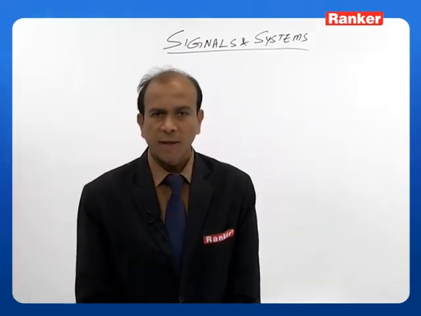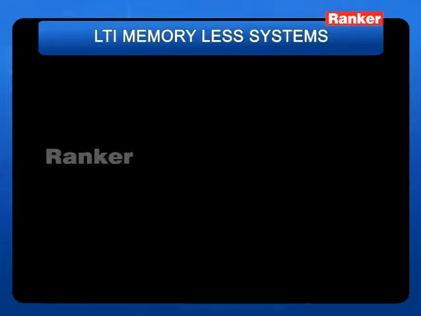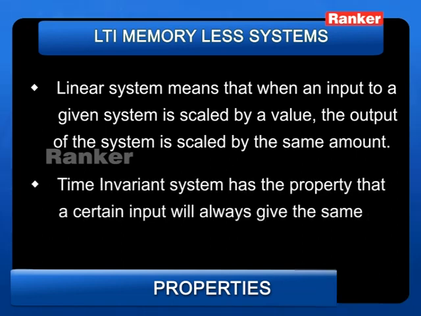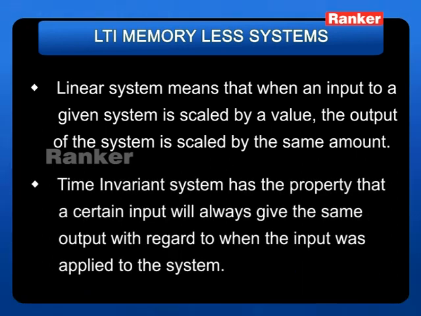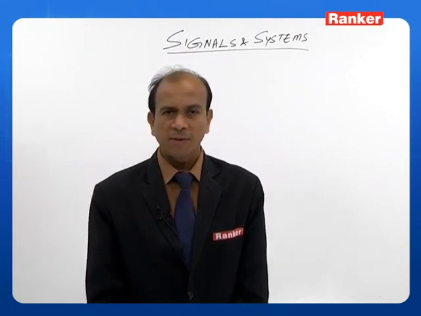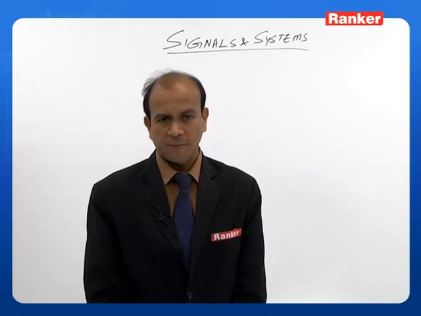So let's look at a linear system again, in a little more detail. Linear system means that when the input to a given system is scaled by a value, the output is scaled by the same amount. A time invariant system basically has the property that a certain input will always give the same output regardless of when the input was applied to the system. So whatever the response is, it will be the same in spite of delay in the input's timing.